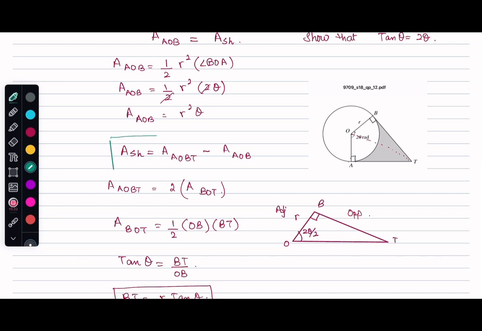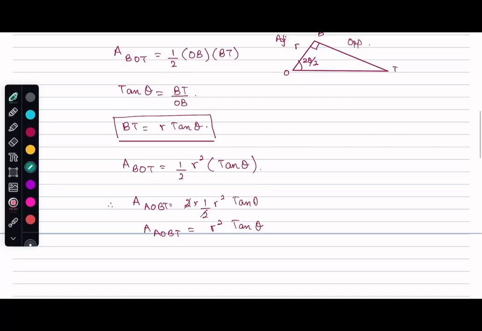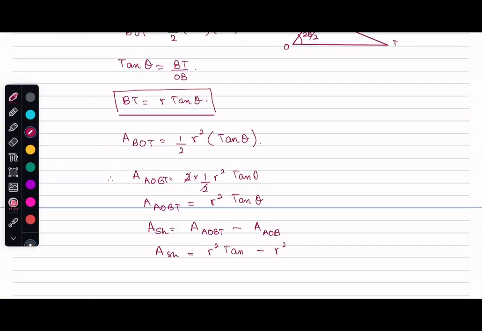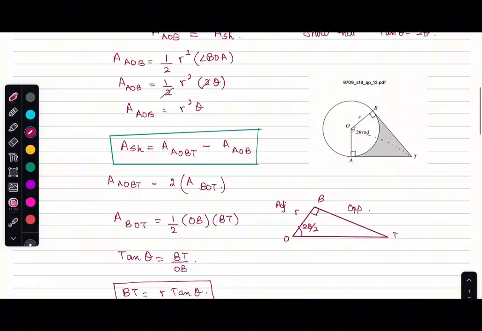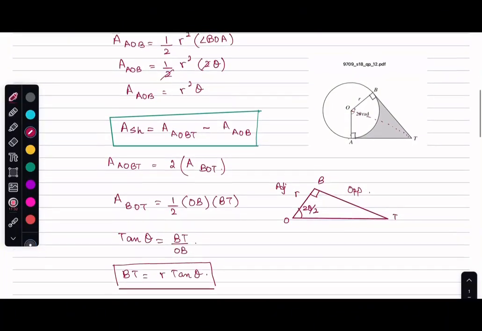So if I substitute this area of AOBT in this equation, which says the area shaded is equal to the area of AOBT minus the area of sector AOB, then the area shaded will be equal to R squared tan theta minus the area of AOB, which we found as R squared theta.